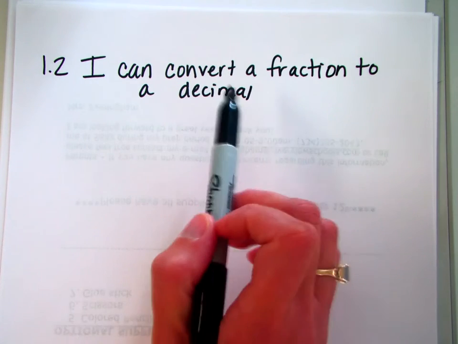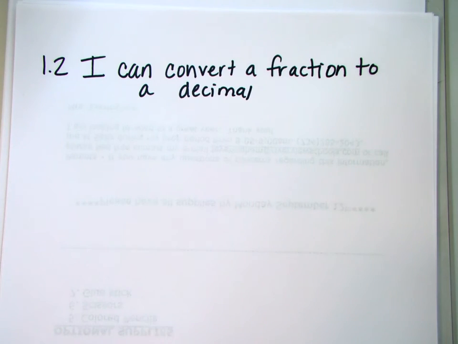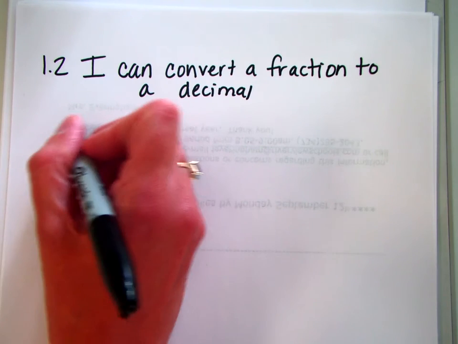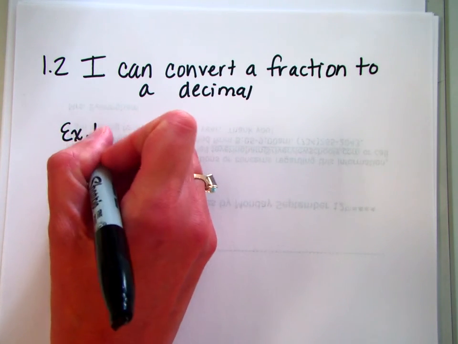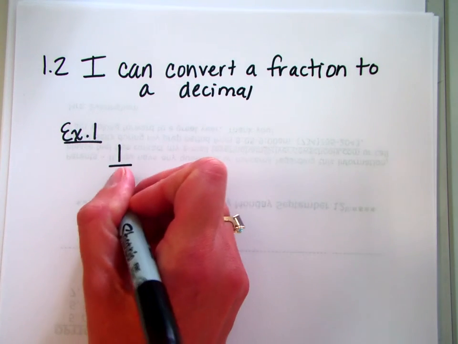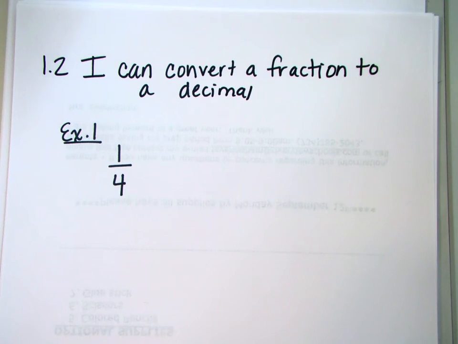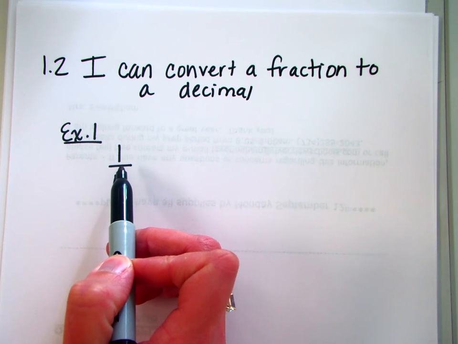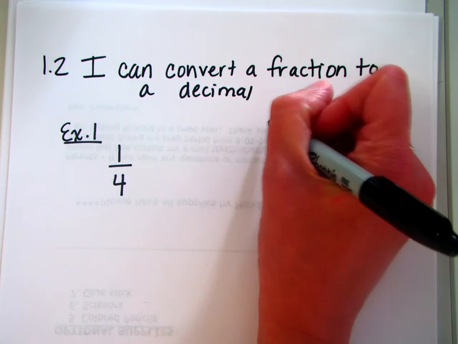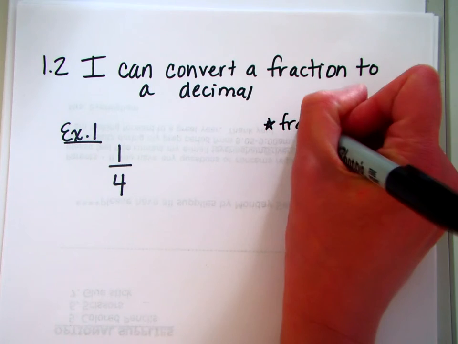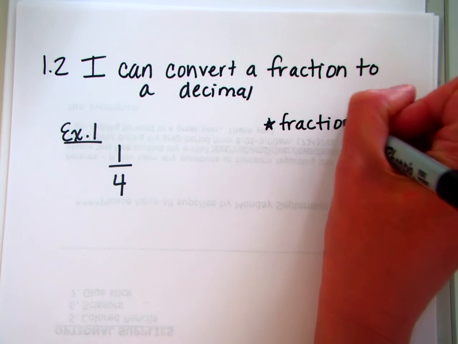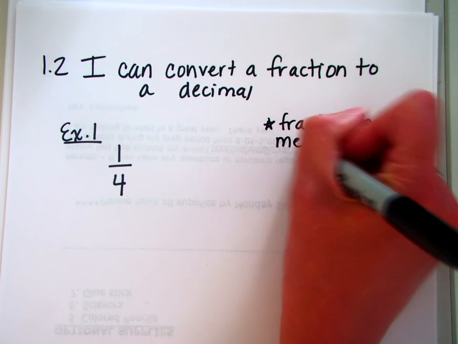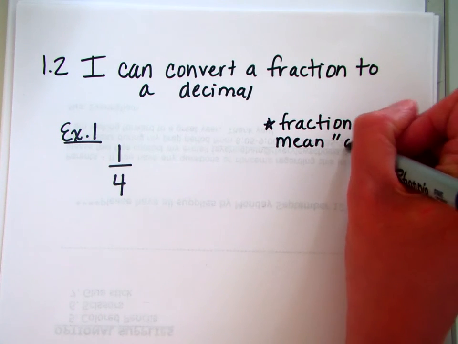Right, so we want to be able to take a fraction and convert it to a decimal. If we look at an example, the main thing when you see fractions and this fraction bar, I want you to think of the fraction bar as meaning divide by.